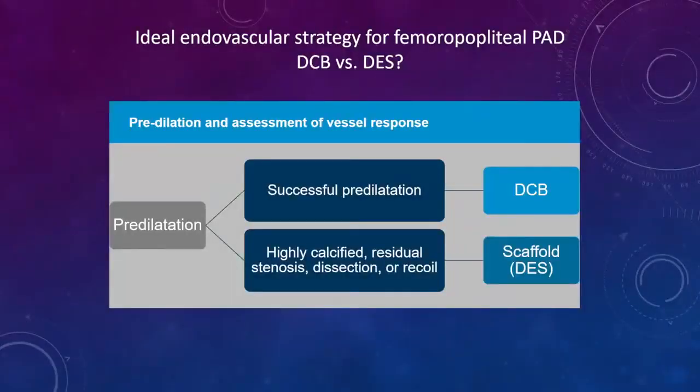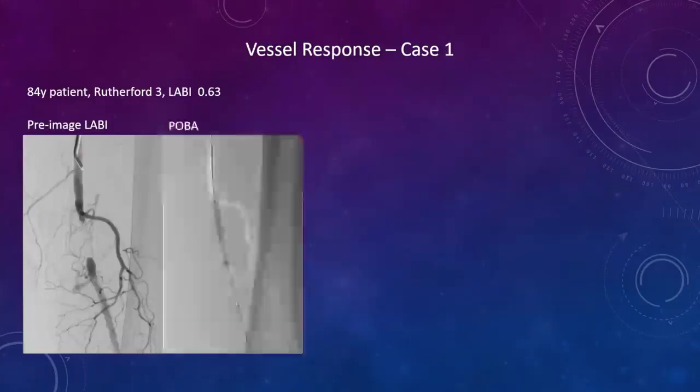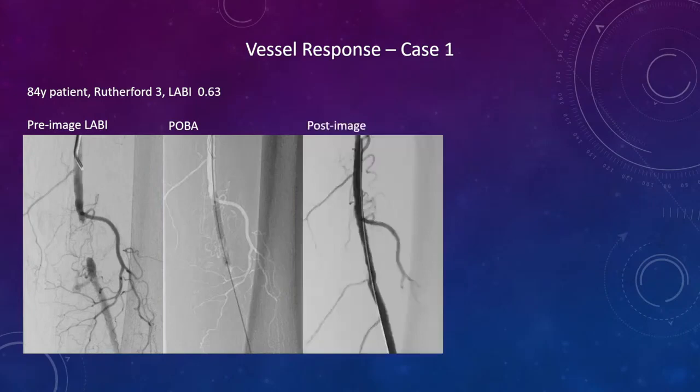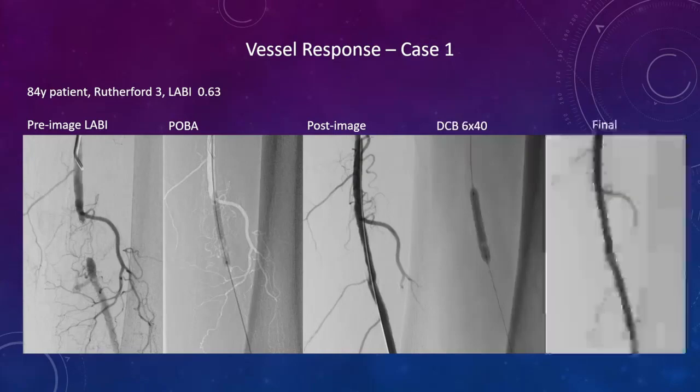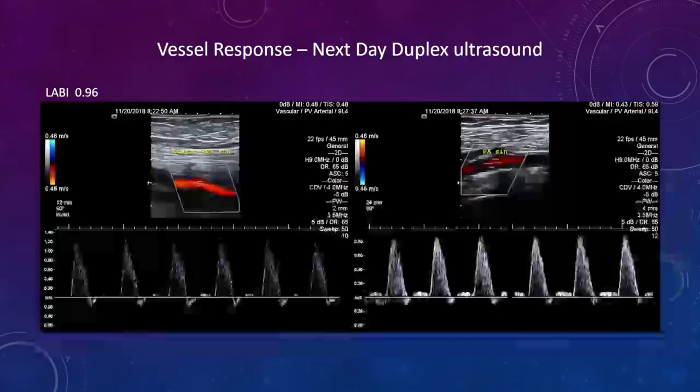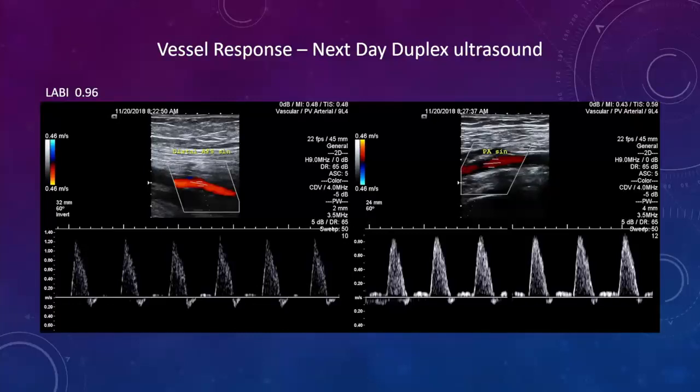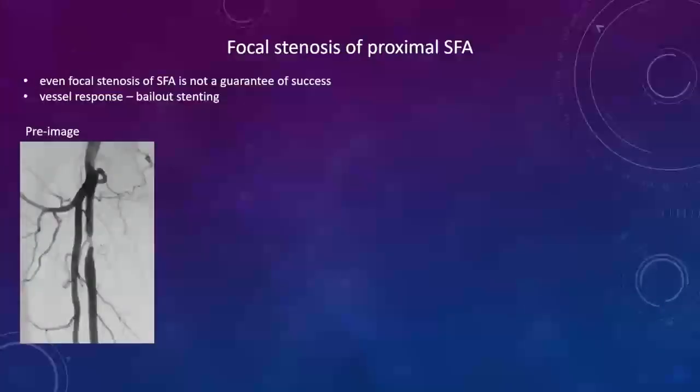So after the pre-dilatation, if it's successful, we use DCB. If it's highly calcified with residual stenosis or dissection, we usually use a scaffold. This is an example. You can see a short occlusion of the SFA, treated with balloon angioplasty. It was really nice. No elastic recoil, no severe dissection was present, followed by DCB. We are happy. And the next day, you can see on ultrasound, no late recoil or late restenosis occurred, so we are happy with the case.